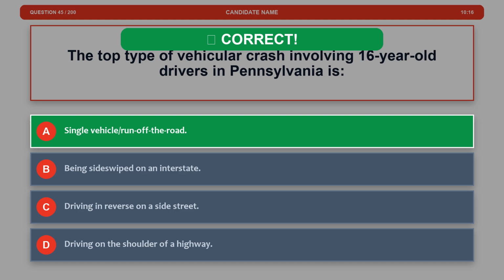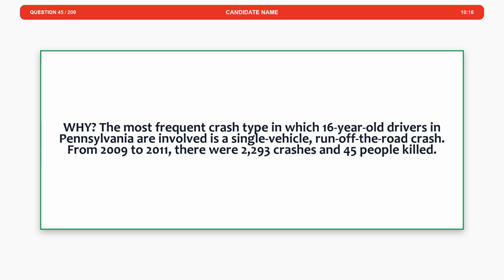The correct answer is option A, single vehicle, run off the road. Explanation. The most frequent crash type in which 16-year-old drivers in Pennsylvania are involved is a single vehicle, run off the road crash. From 2009 to 2011, there were 2,293 crashes and 45 people killed.